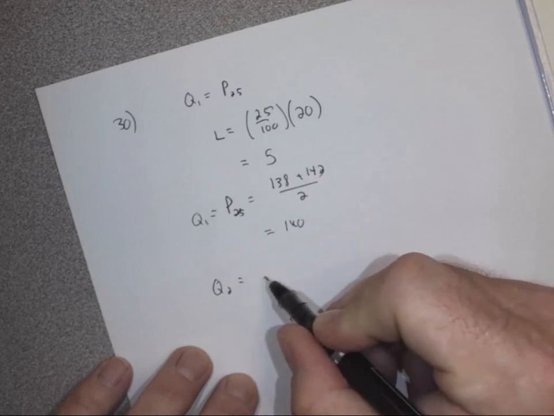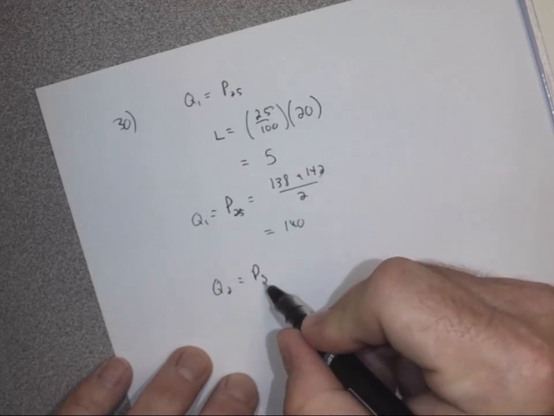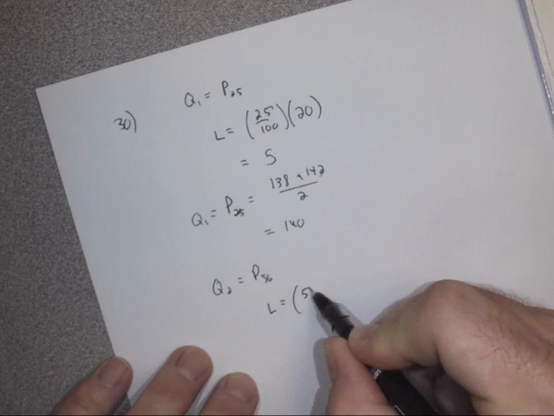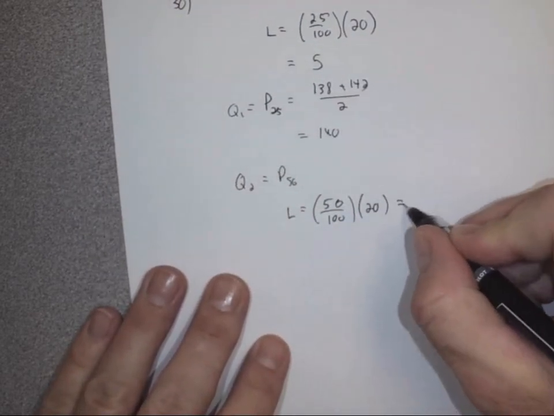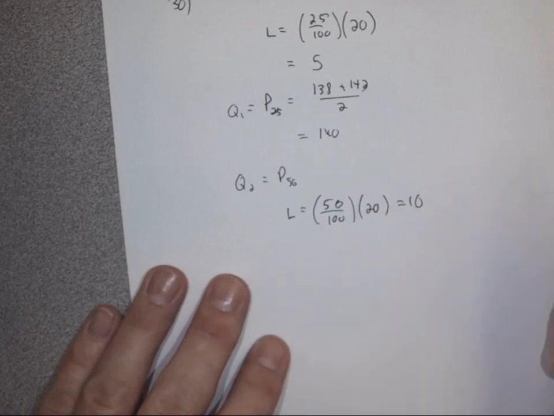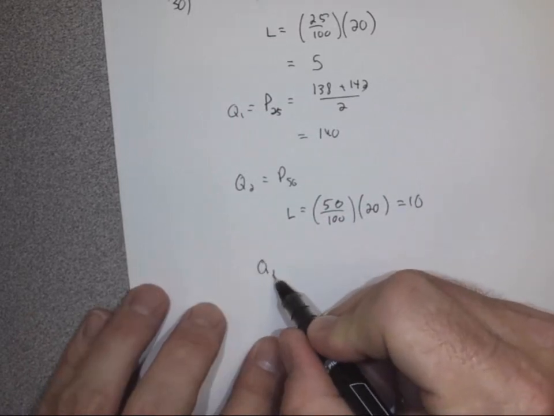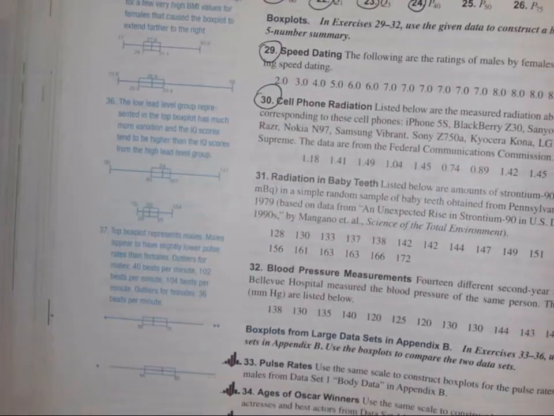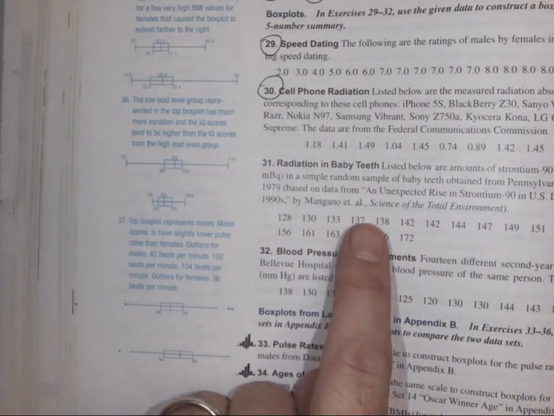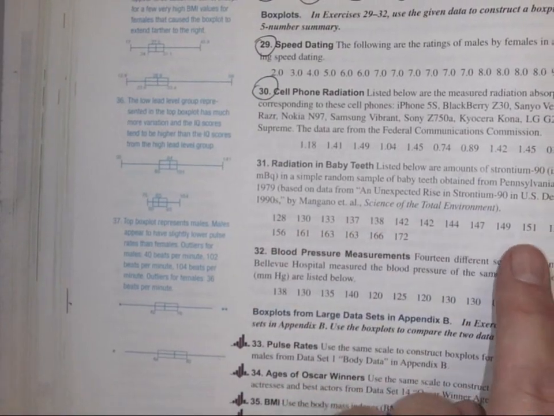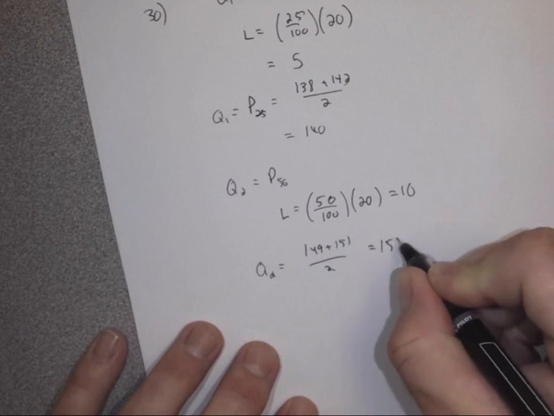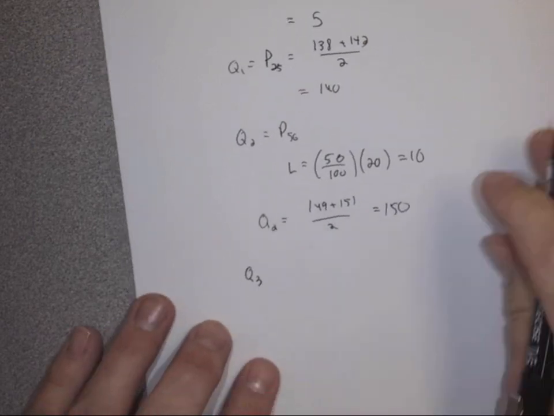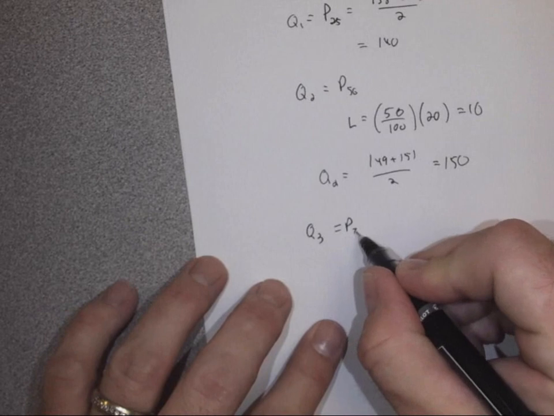Q2 is the same thing as P50. So L is going to be 50 over 100 times 20, so this is 10. So I'm going to have to take the mean of 10 and 11. So Q2 is the mean of location 10, 11. 1, 2, 3, 4, 5, 6, 7, 8, 9, 10. So it's the mean of 149 and 151. So this is 150.